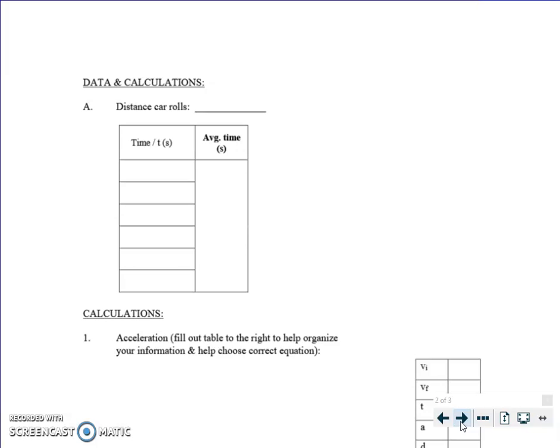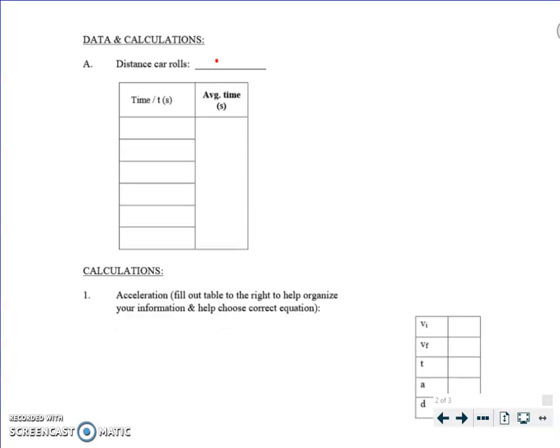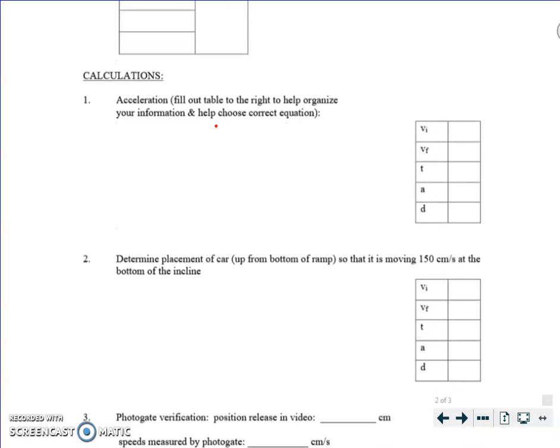So in the video, I mentioned something about uncertainty and propagation of error. Ignore that. I do that for my AP because that's part of that curriculum. You're just going to record the distance it rolls, the times in the counts here, find an average time, and then you're going to do problems 1 and 2 here.